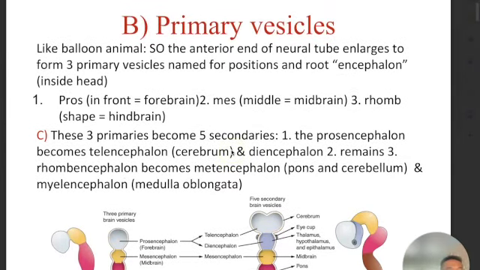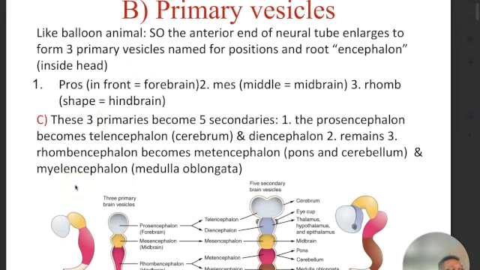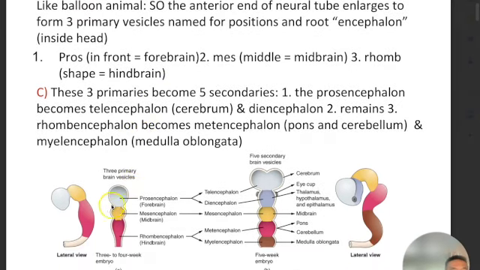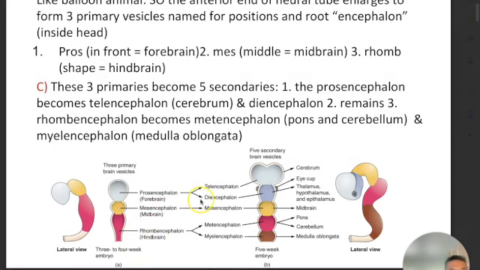Okay, primary vesicles. So they're like balloons. So these balloons are called primary vesicles. First of all, in the beginning, there's three of them. The first one is the prosencephalon, which becomes your forebrain. Mesencephalon becomes your midbrain, and rhombencephalon becomes your hindbrain. Then this will further divide into telencephalon, diencephalon, mesencephalon, metencephalon, and myelencephalon. We're going to see all those later on.